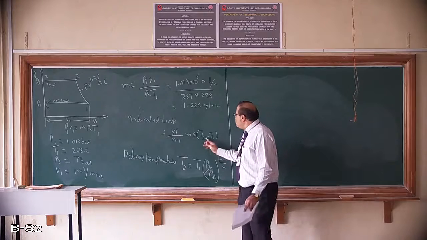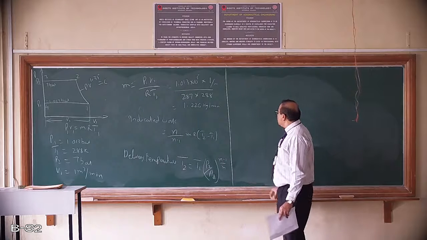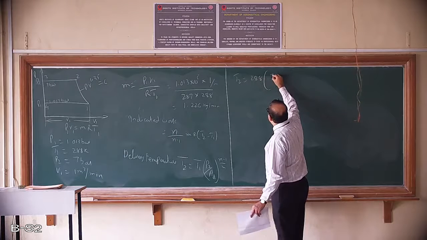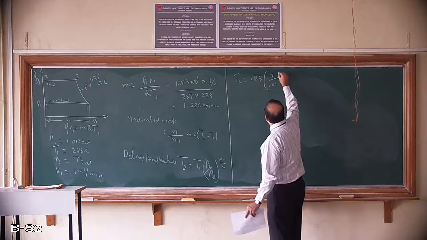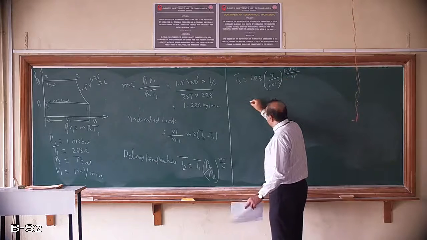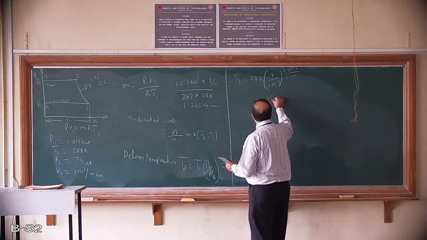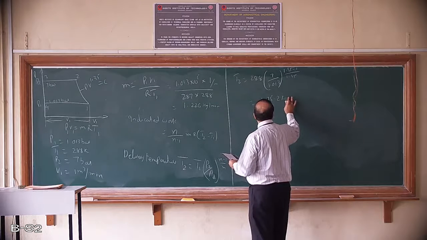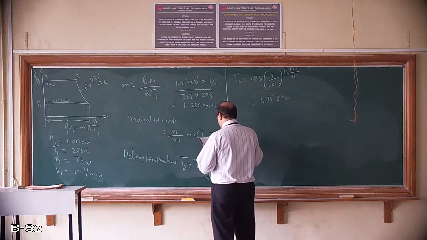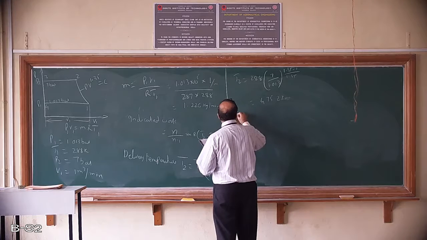But T2 is not known, so the delivery temperature T2 is equal to T1 into P2 by P1 to the power n minus 1 by n. So T2 is equal to T1 is 288, into 7 divided by 1.013, to the power 1.35 minus 1 by 1.35. So we get this as 475.2, sorry, Kelvin. 475.2 Kelvin.